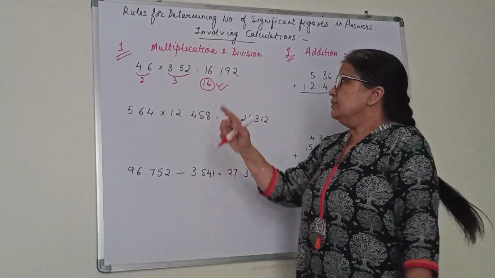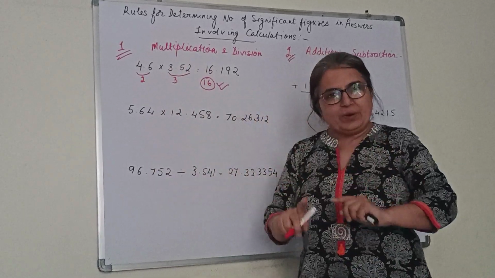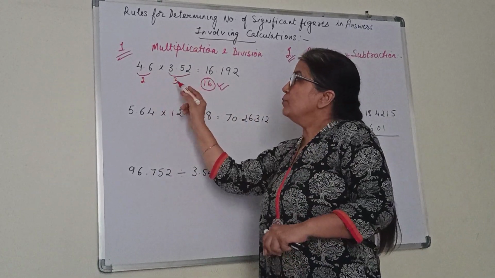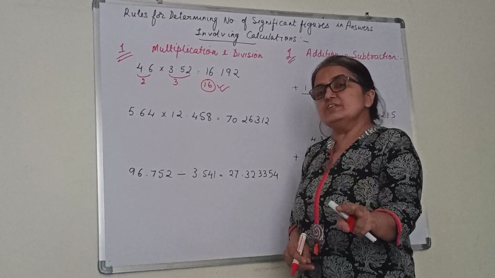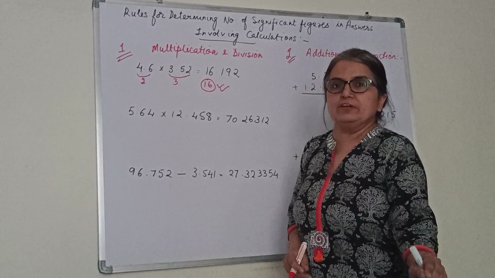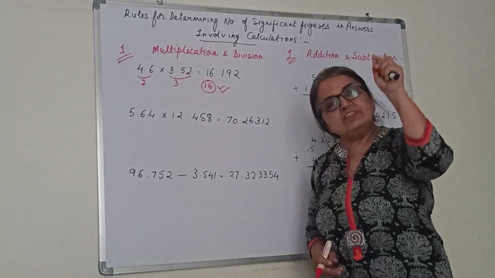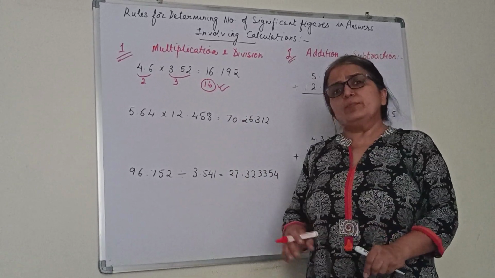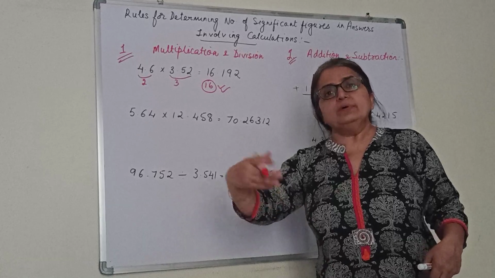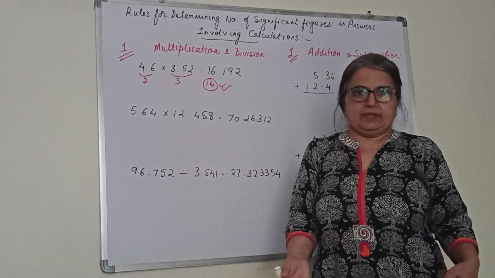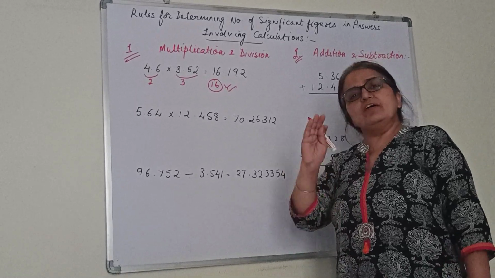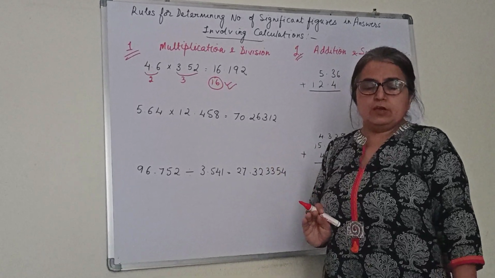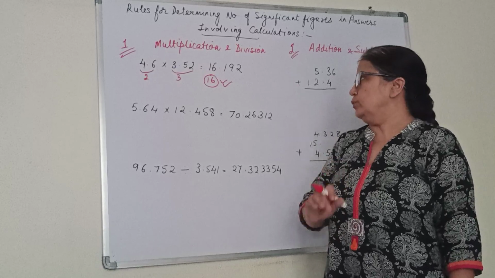Is it clear? The two numbers which you have to multiply, you first see how many significant figures they have. Which one of the two is having the lesser number of significant figures, the answer should have that many significant figures. If you are multiplying 3 numbers, again you have to check the same thing. Which one is having the least number of significant figures, the answer should have that many significant figures. For addition and subtraction, the rule is different.